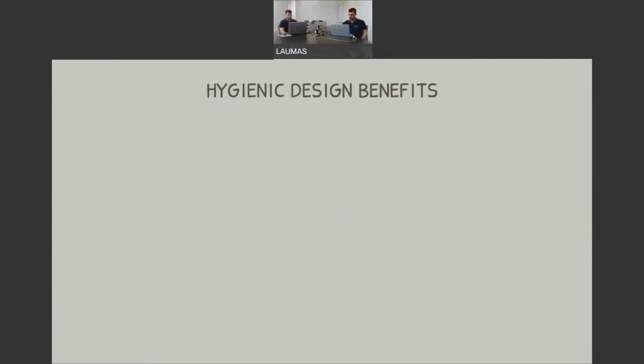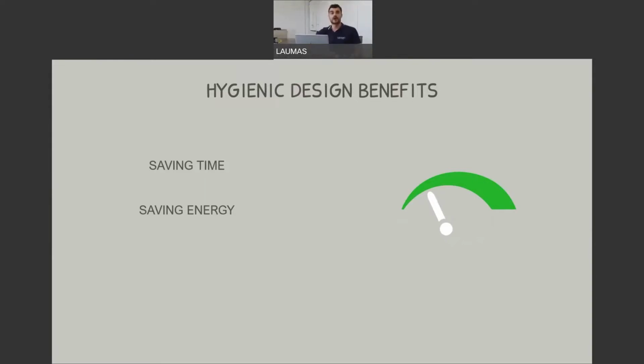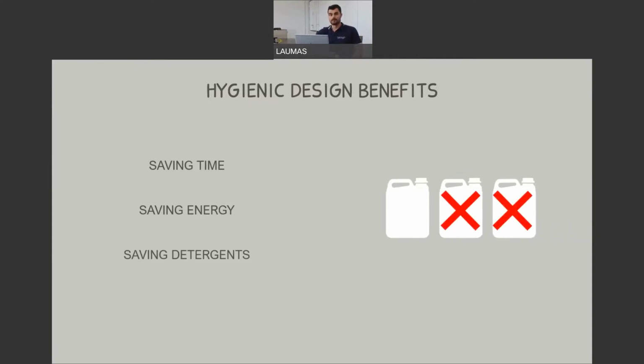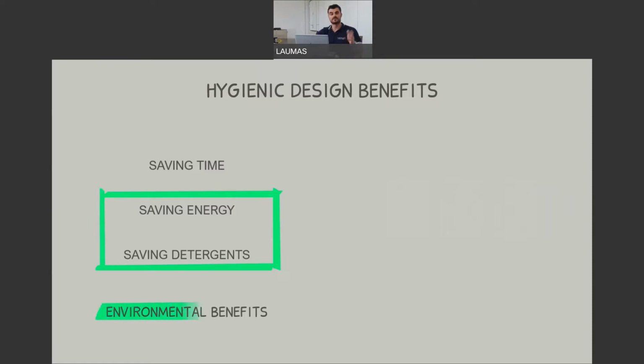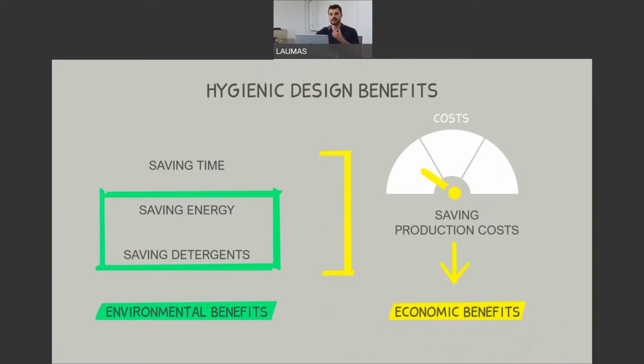As said before, even if our components won't be in direct contact with the final products, to install them will bring many advantages. So you will save time during the cleaning operation, and also energy, because you will use less water, less detergents. Also, we will obtain many environmental advantages, because with less pollution, and we'll have also economic advantages, as said before, because we will save energy and we will save many detergents volume. So all these benefits come to having lower costs.